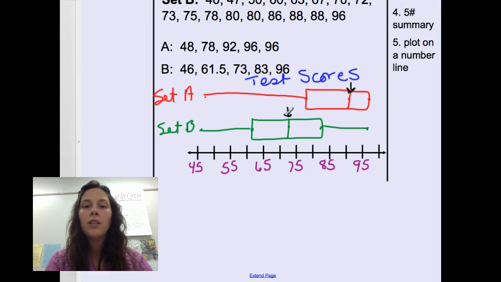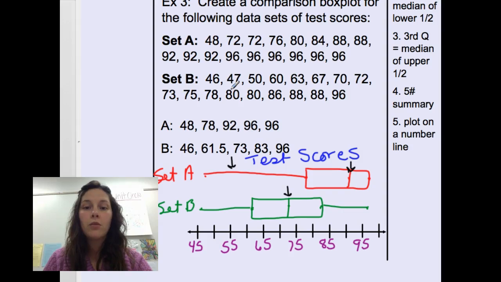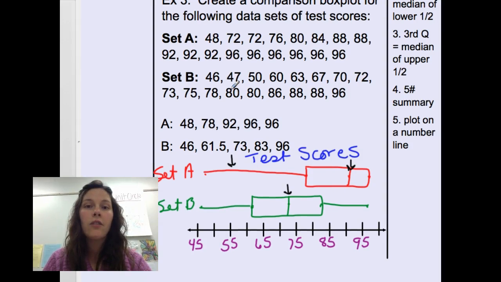And then looking at this whisker for set A, it's really long. That could tell us there might be an outlier for this data set when that whisker is so long and the top part of the data is so clustered together. And when you look at those actual test scores, 48 is definitely an outlier.